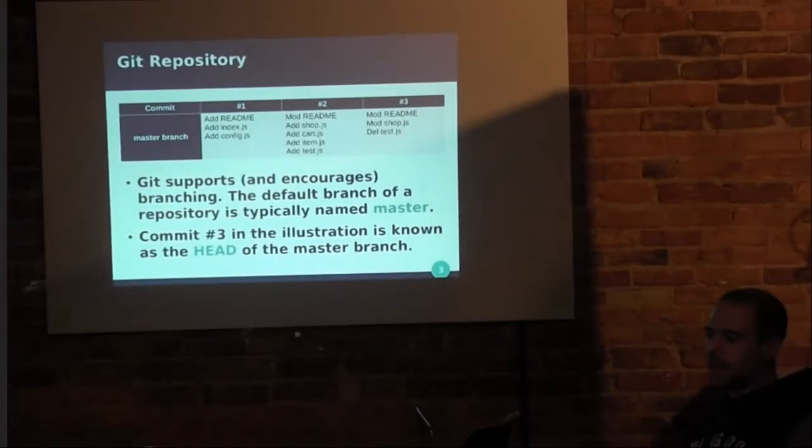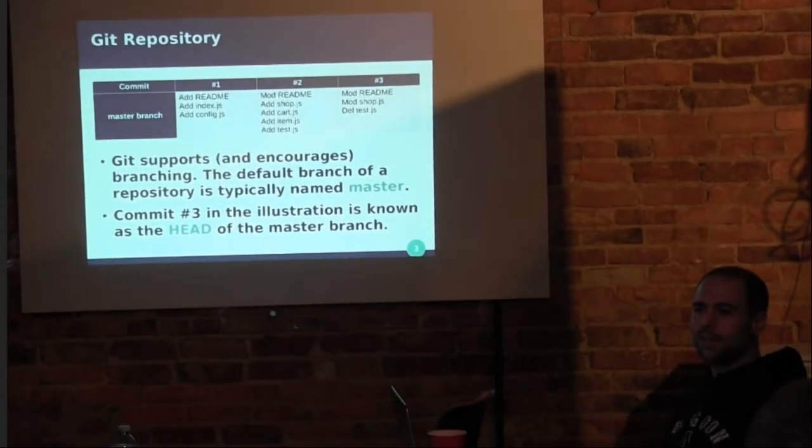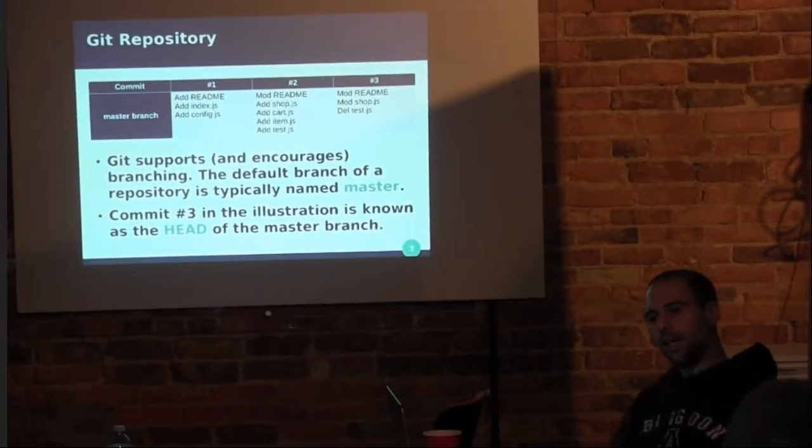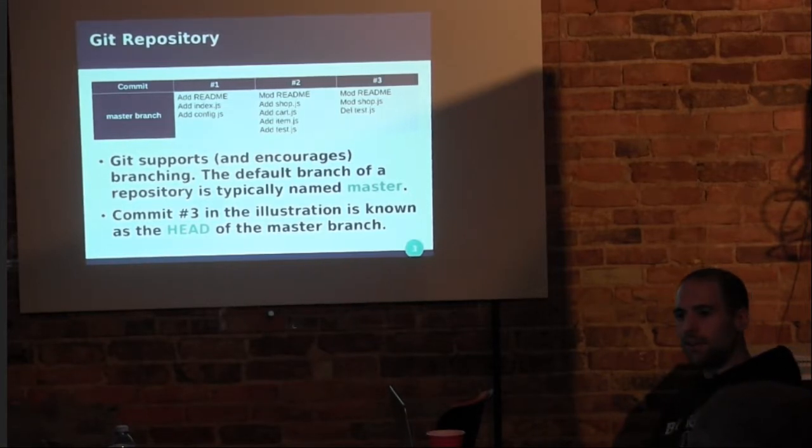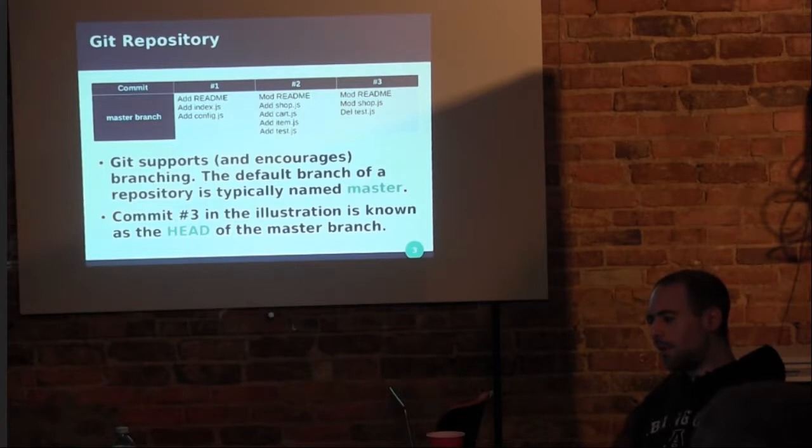The other thing about this repository is that it has a branch, and every repository has at least one branch in Git. The default branch is known as master. That's by no means a branch you have to have in your repository. You can change the name of it if you like, but by default you'll get a master branch, and the content in each cell is basically what a change set looks like.